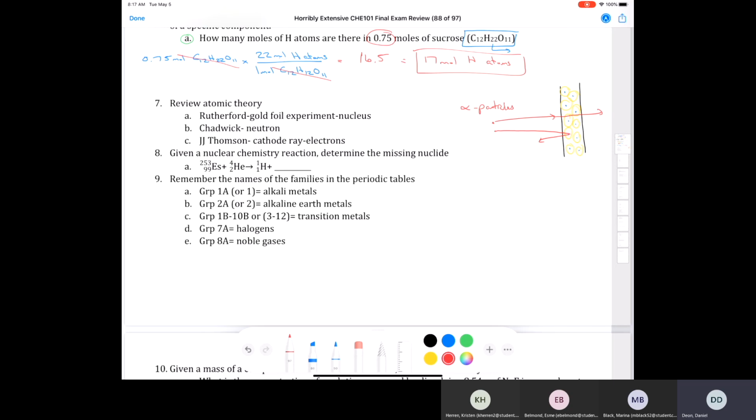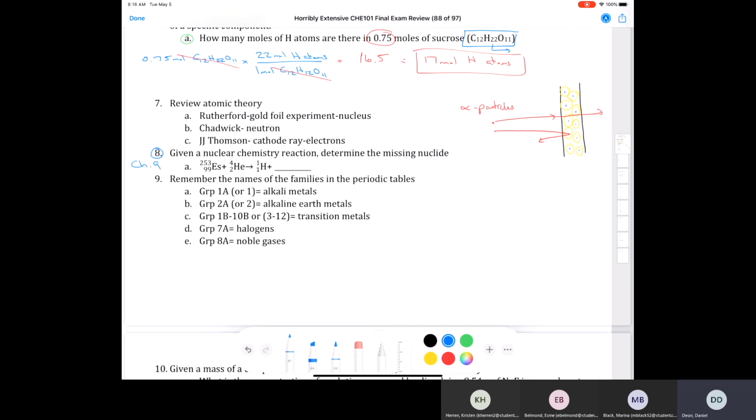All right. This question deals with chapter 9. This is about the only kind of question that you'll ever see from chapter 9 on a final exam, which involves balancing a nuclear chemical reaction. It says, given a nuclear chemistry reaction, determine the missing nuclide. So all you have to do for these is balance the mass number and balance the atomic number.